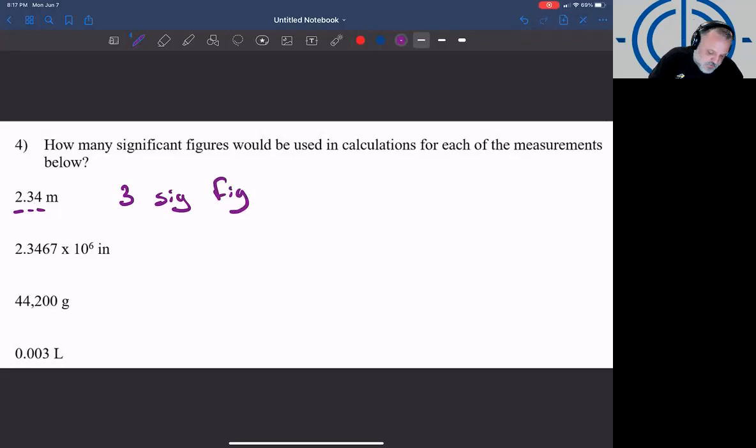Same thing that's going on here, 2.3467 times 10 to the 6th inches. All non-zero numbers are significant. So that's 5 significant figures. The order of magnitude, 10 to the 6th, doesn't count.